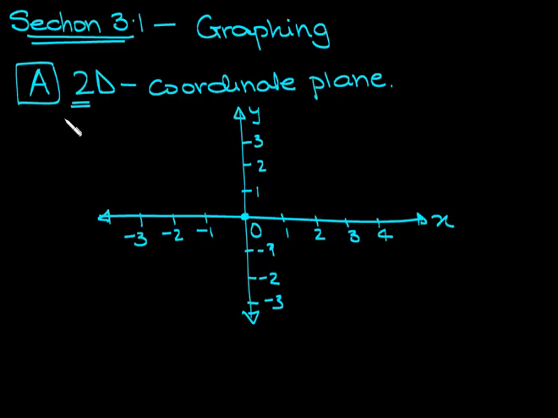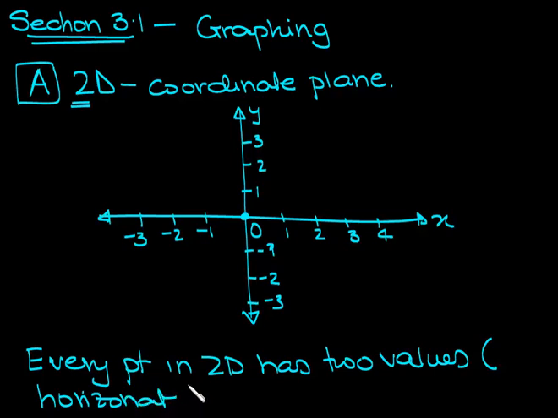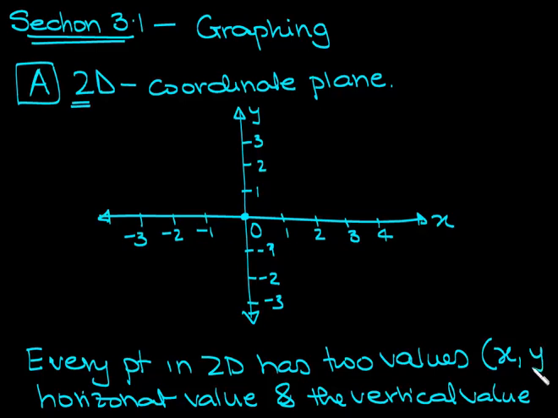So every point in a two-dimensional plane has to have two values. It has to have the horizontal value and the vertical value. You always have the horizontal value first, the x value, and then the vertical value, which is given by the y value. So every point is written like this: x comma y. You always write the x value first and then the y.